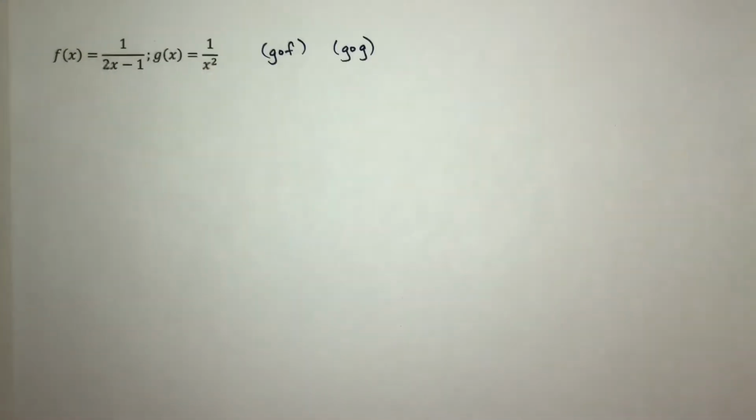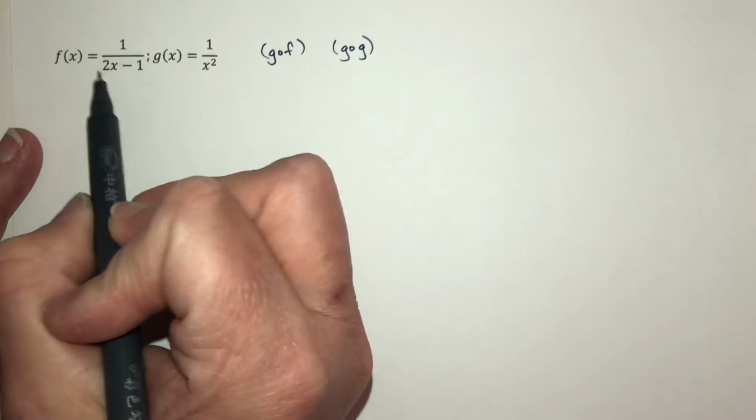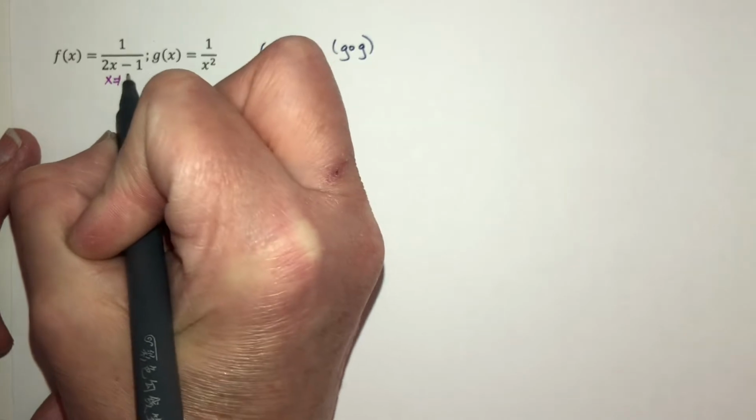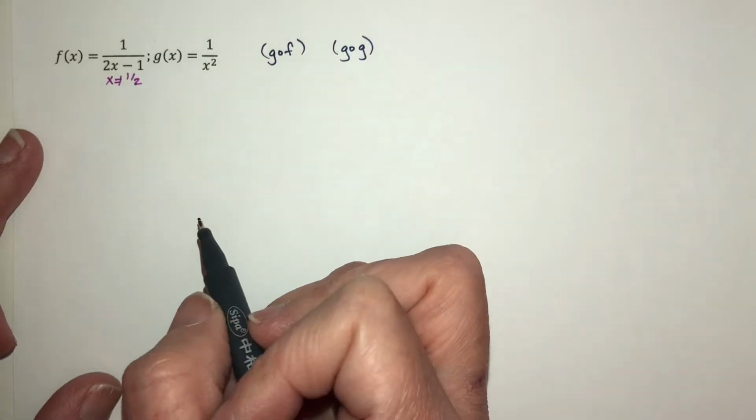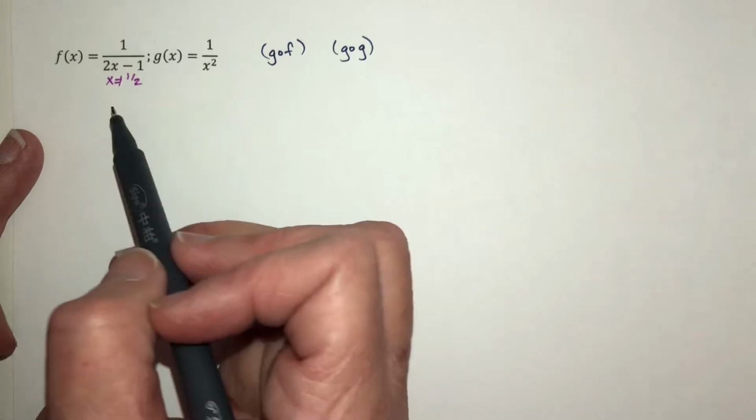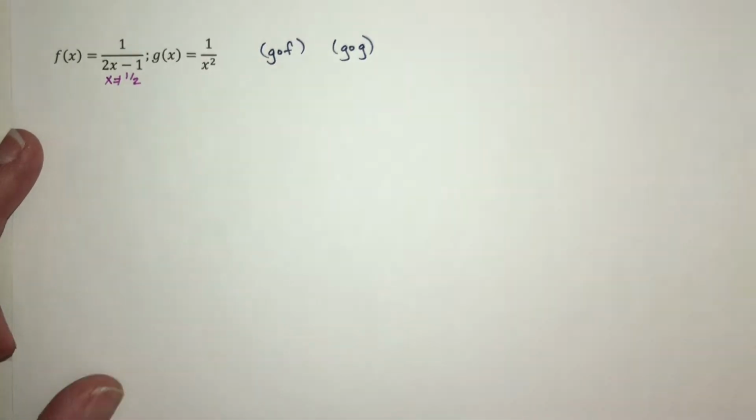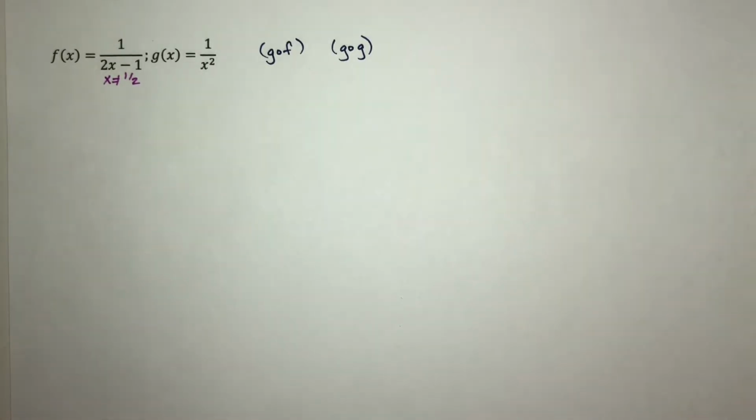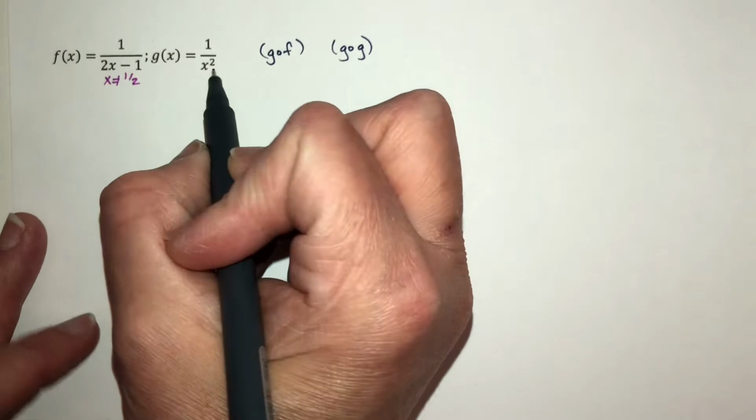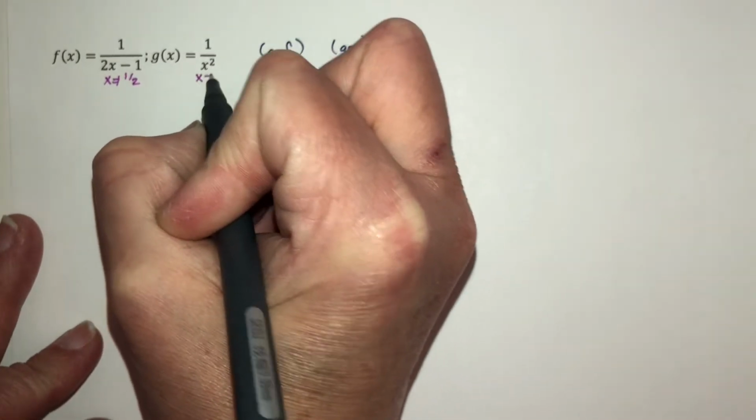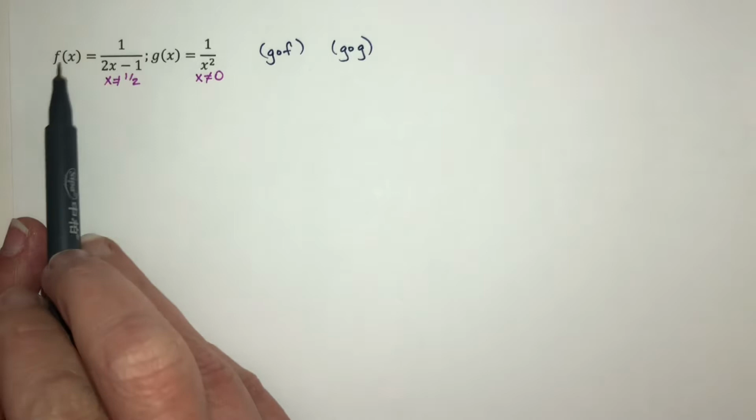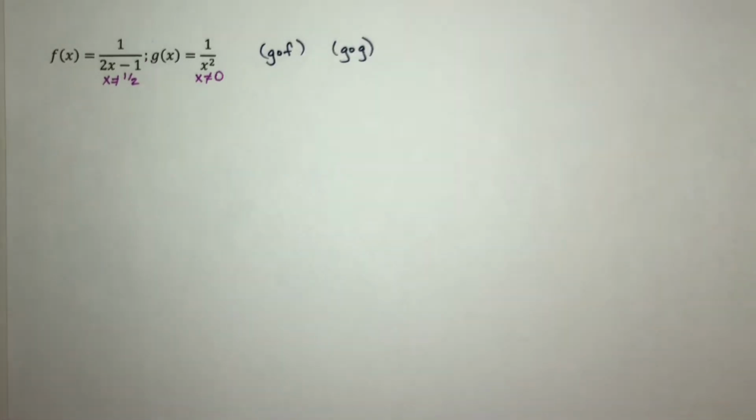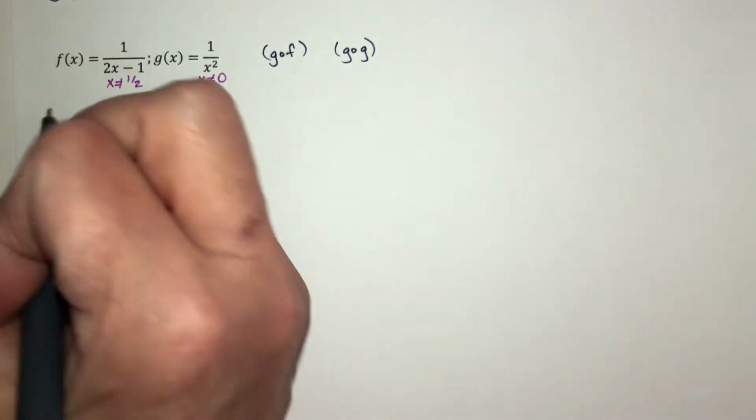Let's look at the domains. Right here, we have 2x minus 1 in the denominator. So this tells me that my x is not going to be allowed to equal positive 1/2. I could write out the whole domain for this right now, but this is enough to keep me going. This is enough to tell me what the domain is so that when I need to write it all out, I've got the information. And right here, this x cannot equal 0. So f of x has this restriction, g of x has this restriction. So let's find g composed with f.